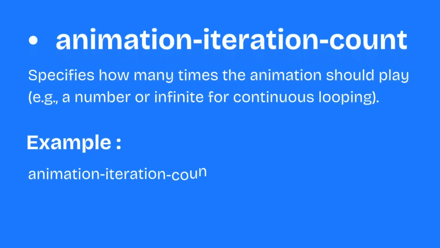Animation iteration count. From the word iteration, it means loop. So basically, how many times you want the animation to repeat itself. You can specify numbers or you can use the infinite value. The infinite value just means keep on going forever.